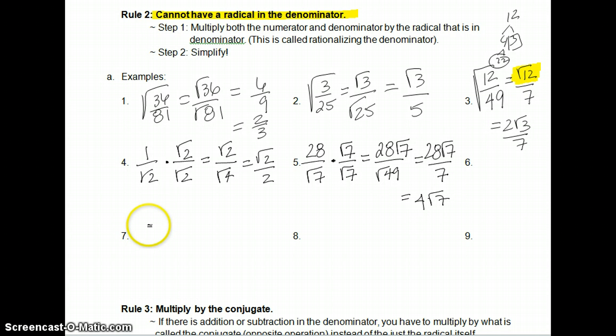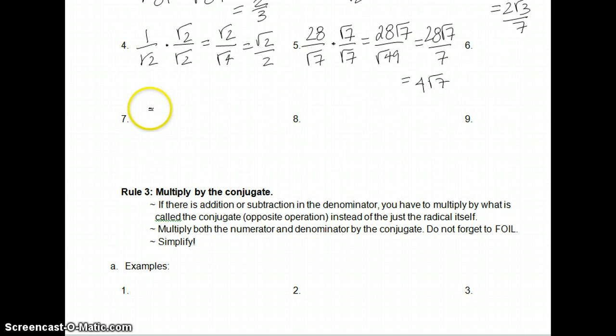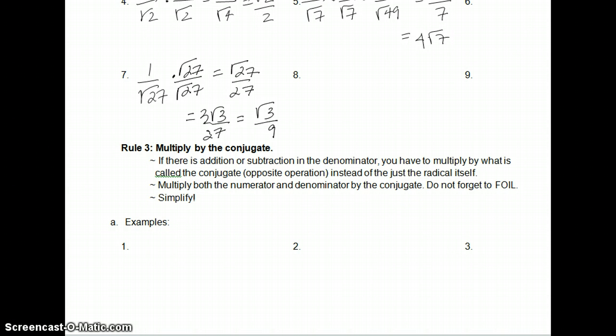Okay, here is an example for you to try on your own. Go ahead and pause the video now. Okay, so your final answer should have been root 3 over 9. In order to rationalize the denominator, you multiply by root 27 over root 27, which gave you root 27 over 27.